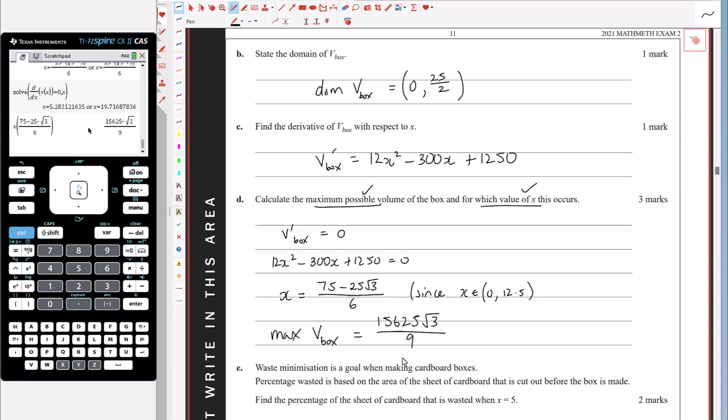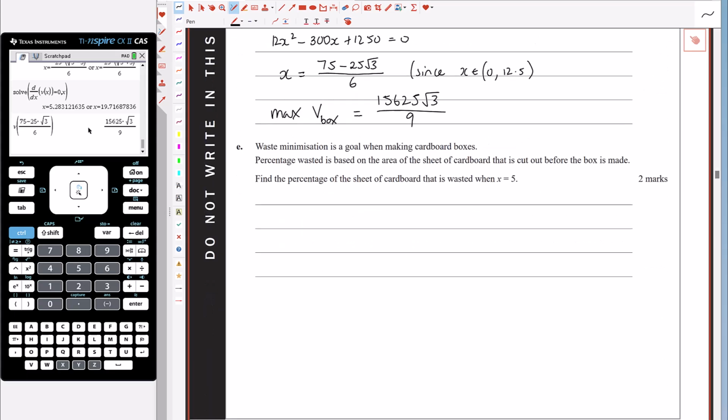So we've got the maximum volume, the value of x for which this occurs, and some method for our third mark, which is solving our derivative equal to 0. Again, this is a very, very routine max-min application. Waste minimisation is a goal when making cardboard boxes. Percentage wasted is based on the area of the sheet of cardboard that is cut out before the box is made. Find the percentage of the sheet of cardboard that is wasted when x equals 5.